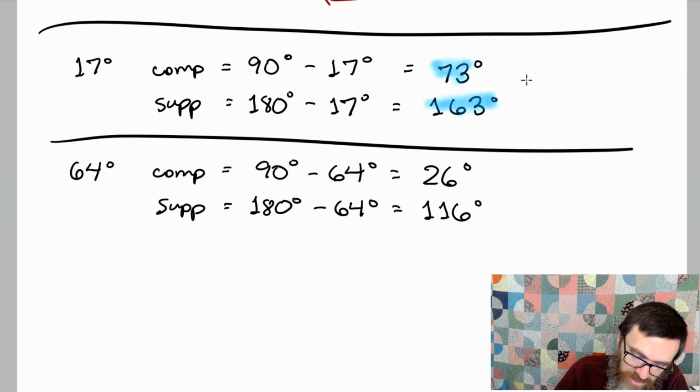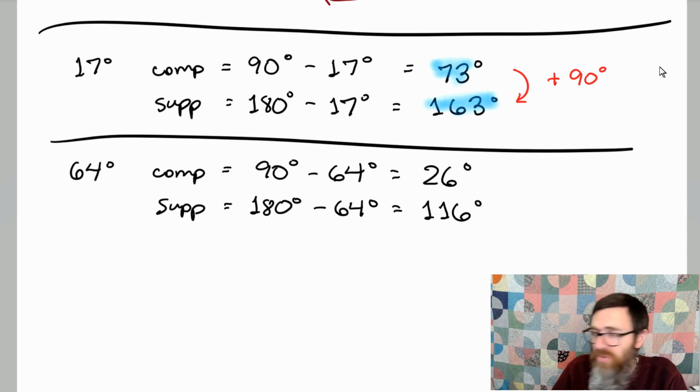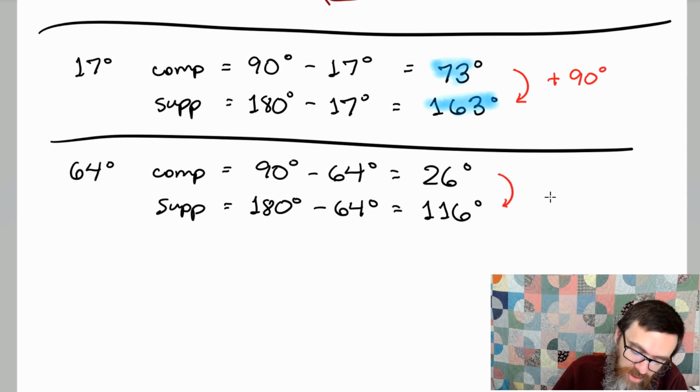Now, here's something I want you to notice. From the complement to the supplement, this is an increase of 90 degrees. So that's another way of doing it. If you know what the complement is, add 90 to get the supplement. Same thing here. Adding 90 degrees goes from the complement to the supplement.